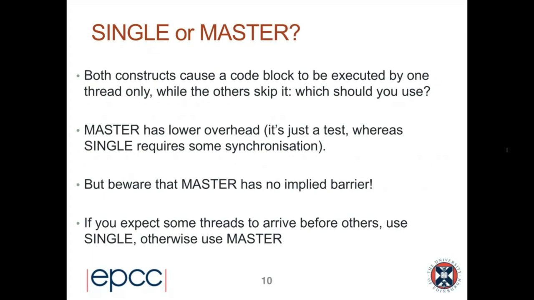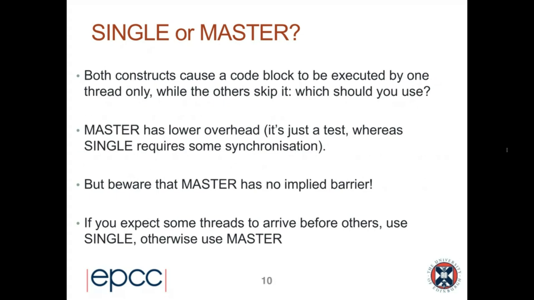If you're in a situation where you're inside a parallel region and you want only one thread to execute something, then we have these two choices: we can either use single or master. Both of these constructs cause a code block to be executed by one thread only while the others skip it. So which should you use? Well, in principle, master has lower overhead because it's just a test on the thread number. A single requires some synchronization in order to detect which thread got there first.